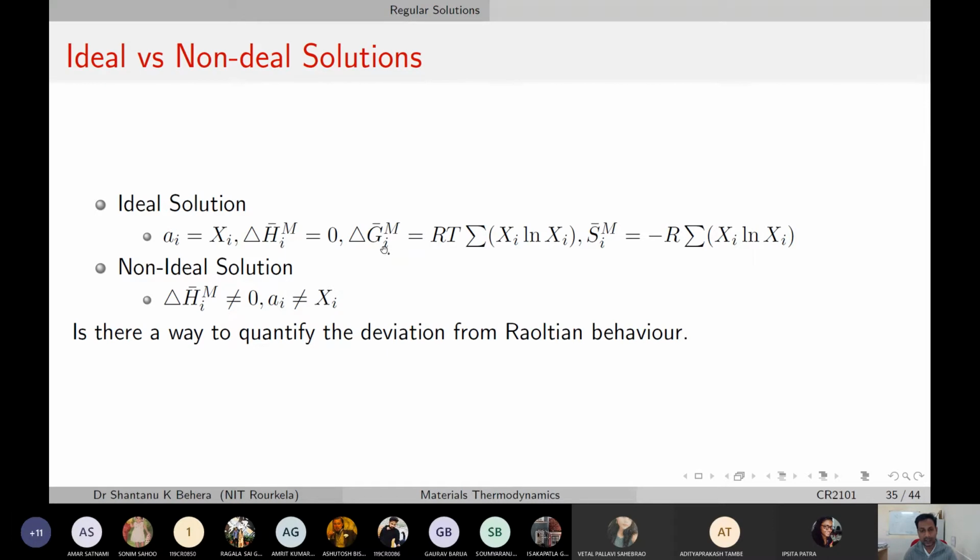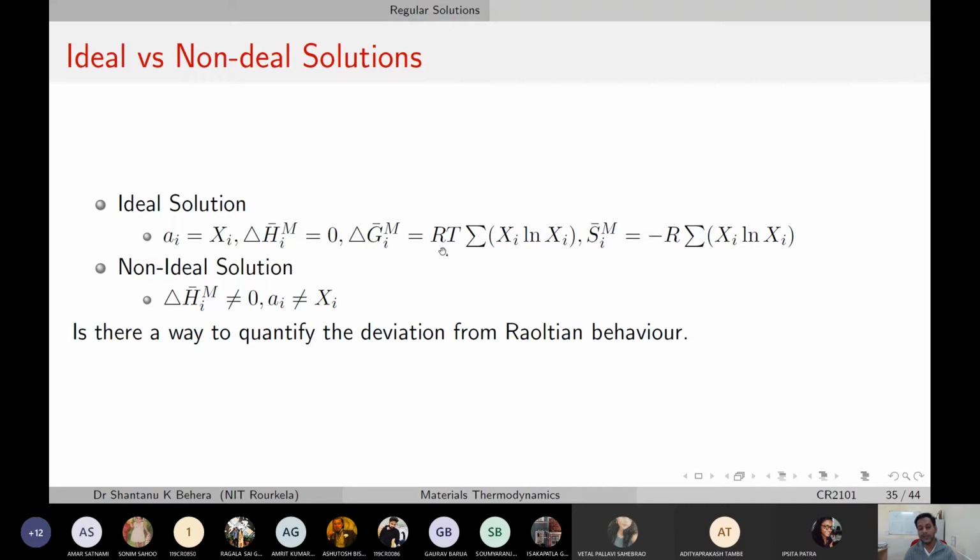I should not have written an I here, because this takes a summation over all components: X_i ln X_i, summed up over all components and multiplied by RT, and this is a positive quantity, and this is because there is a change in the entropy of mixing, which is primarily on the configurational part. When two components mix, they randomize the distribution of both the components in the whole solution, which is the reason for the increase in entropy, which results in the change in free energy.